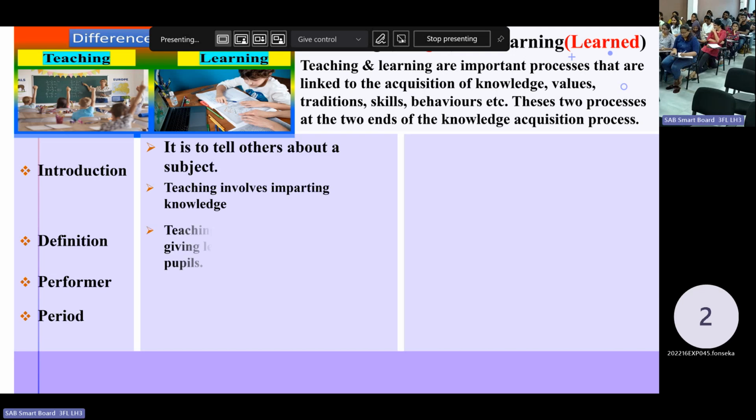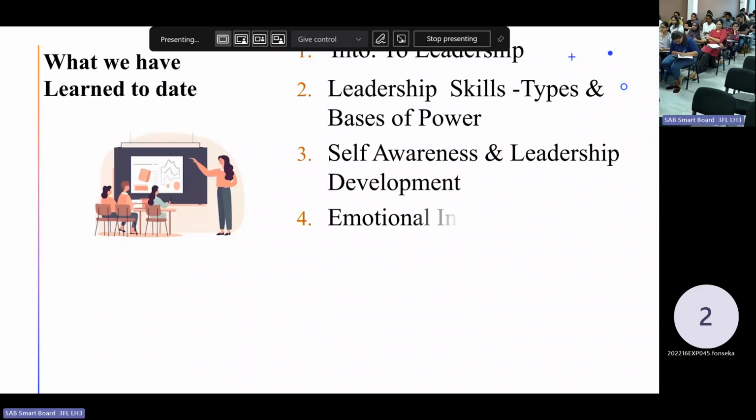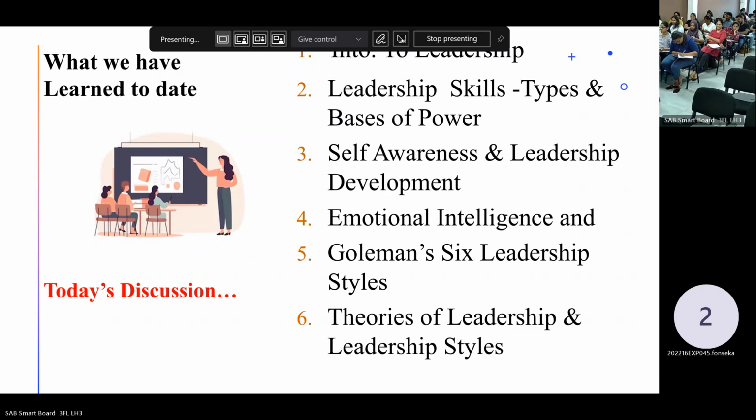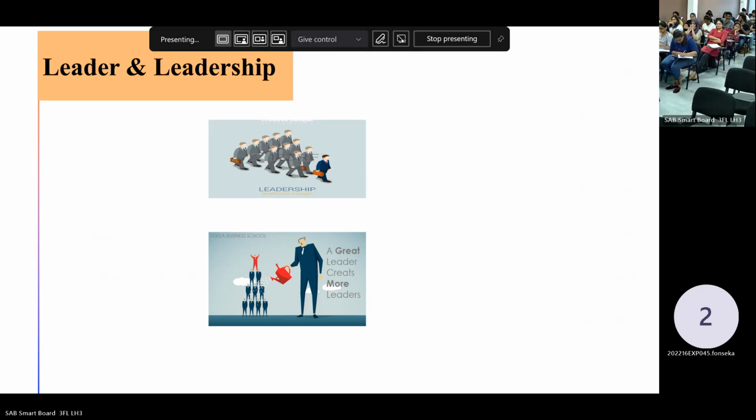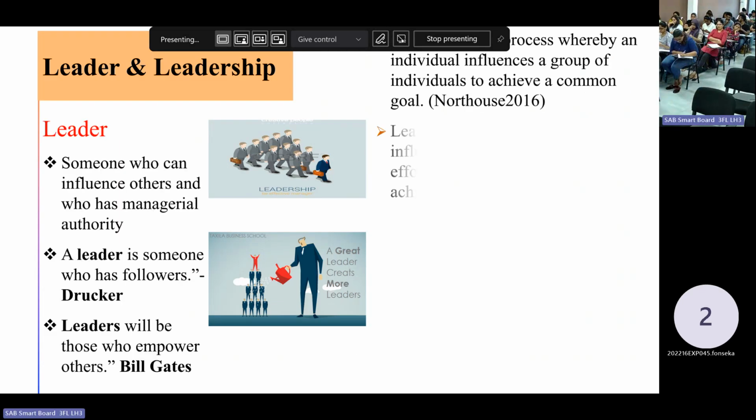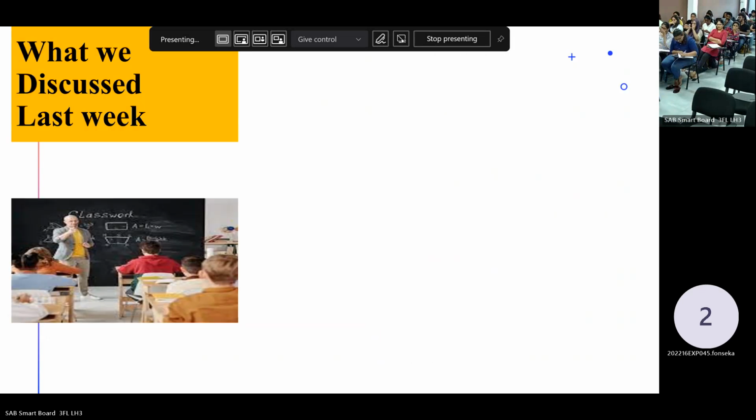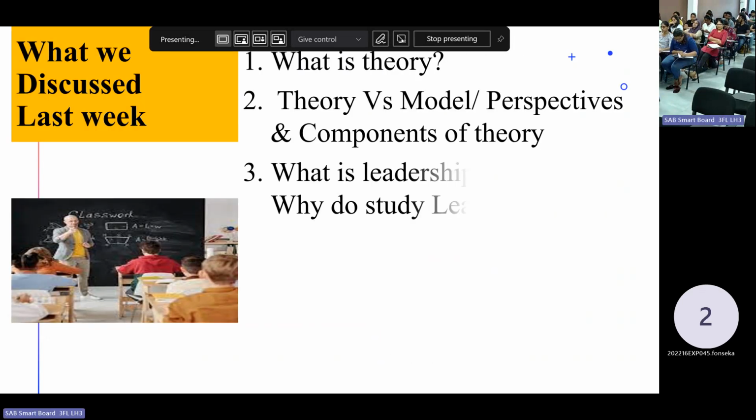I think I already shared this through WhatsApp. I think two representatives have shared it, so I'm not going to discuss it. They have learned today the leadership and all this. Okay, today's discussion is the traits approach to leadership. This is the early stage of the lectures. Last week we discussed this one. I'm not going to do it because we have lots of time.